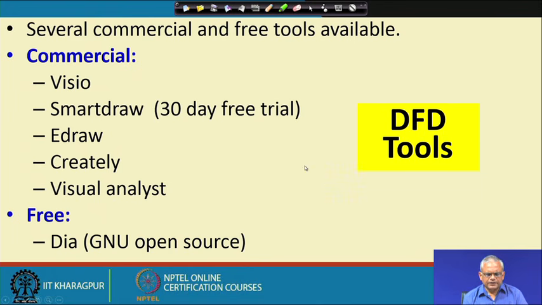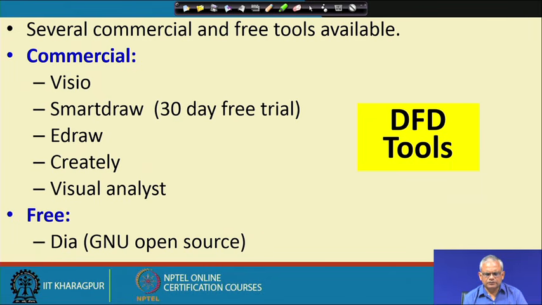There are many tools that are available using which you can develop the DFD model. It simplifies the task of developing the model and produces good diagrams. There are several commercial tools which are popular, for example, Visio, SmartDraw, which includes a 30-day free trial, eDraw, Creately, Visual Analyst, and so on. And there are some free tools like Dia, which is a GNU open source tool.